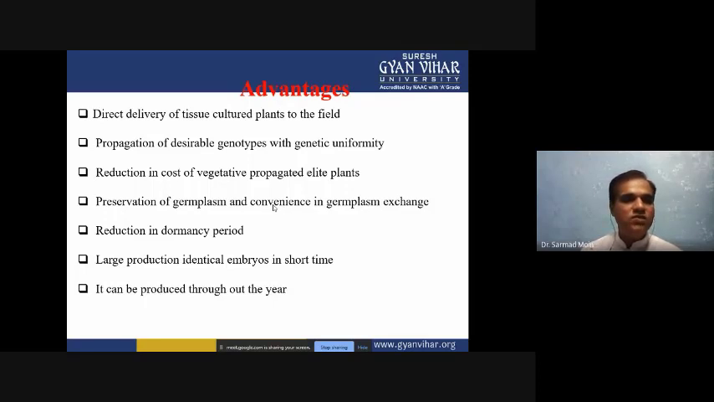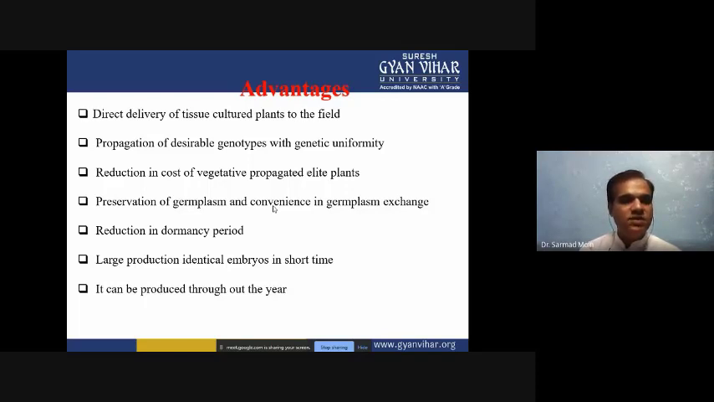Then preservation of germplasm and convenience in germplasm exchange. When we are propagating somatic embryos, we can preserve these somatic embryos in encapsulation, and these encapsulated somatic embryos can generate plantlets whenever we have a requirement. Otherwise, you can preserve them in suitable conditions.